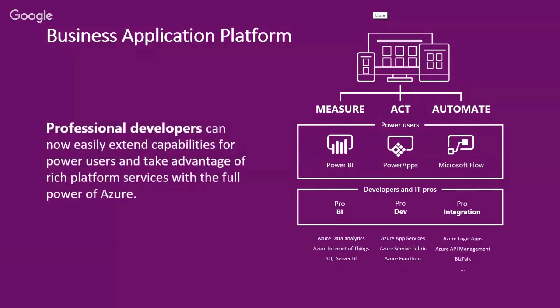Now, that's not it though, because we also have a pro dev layer. And this is where Power BI, PowerApps, and Microsoft Flow have integration points for developers and IT pros. And here's where they can leverage Azure and SQL Server Business Intelligence or Azure Functions and BizTalk and all these other exciting things such as Internet of Things in order to extend the functionality of the apps built by power users. They provide a simple Swagger file to the power user, and now the power user can also leverage those advanced technologies.